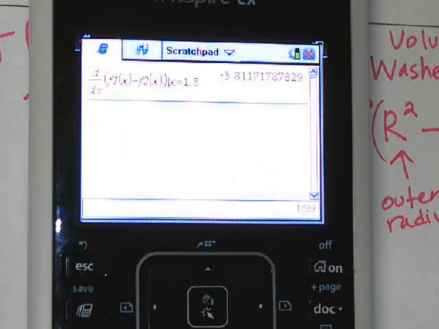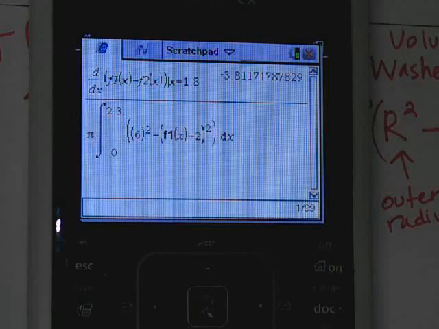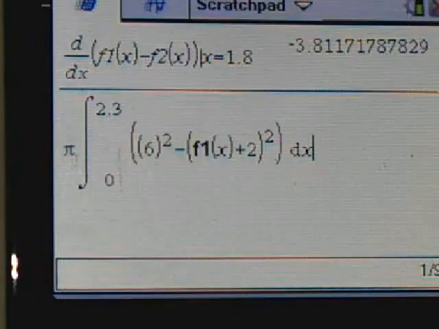So we're going to type it into our calculator. 0, 2.3. 1/2. And you could put the 1/2 inside or in front. Just like on the first one, I put the pi outside. You could put it inside. Doesn't really matter. Normally I'll put constants on the outside. I just didn't do it on this one. But 1/2 (4 minus f1 of x) squared dx. Make sure that the 4 minus f1 of x is in parentheses. 3.574.